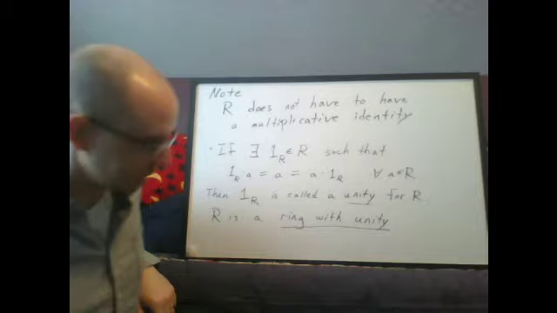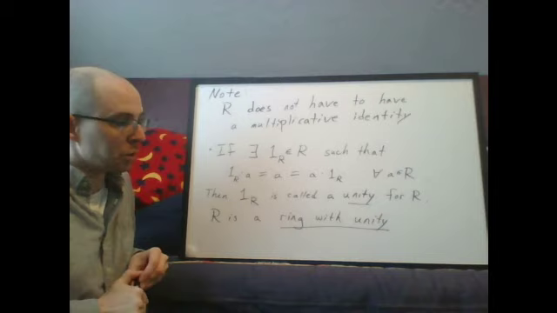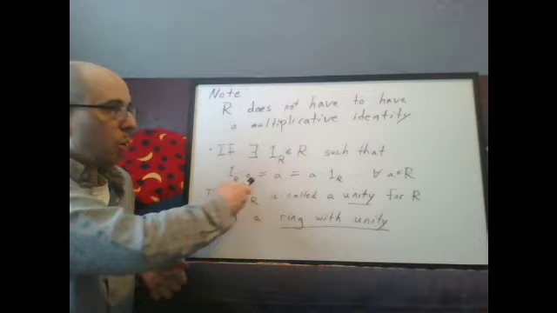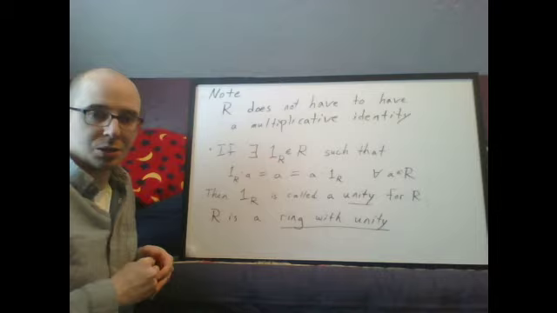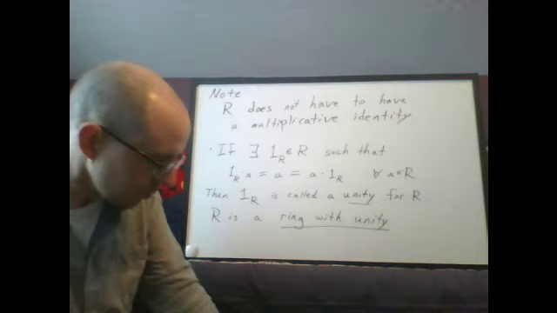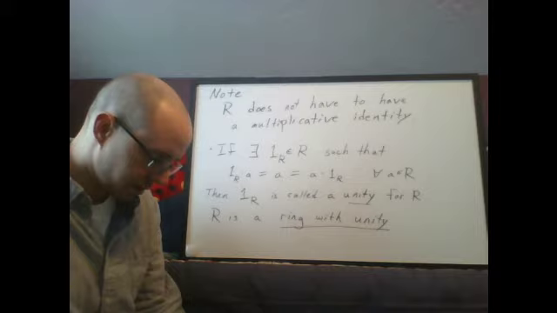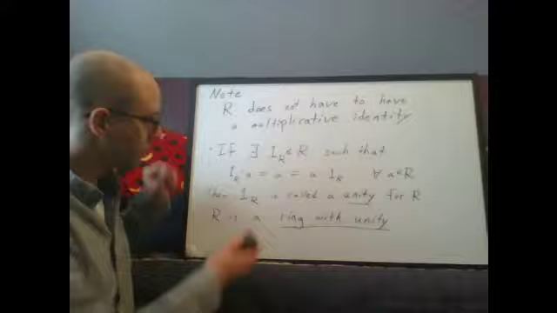Now here's the first place where you can find different definitions depending on where you look. In many places, a ring will be defined so that it always has a unity. So in many textbooks, ring with unity is just called a ring. Then I don't know what they would call a ring that doesn't have a unity, but we don't care about that for our purposes. So next note.